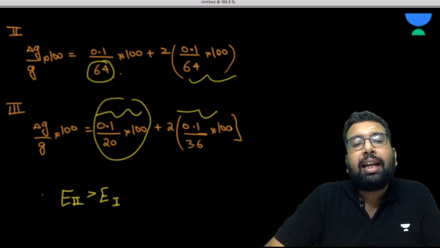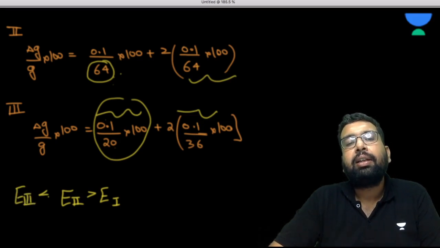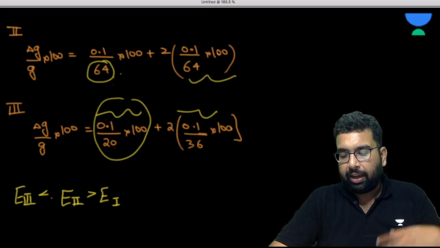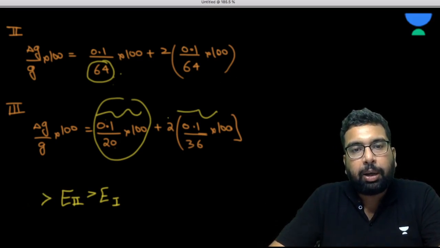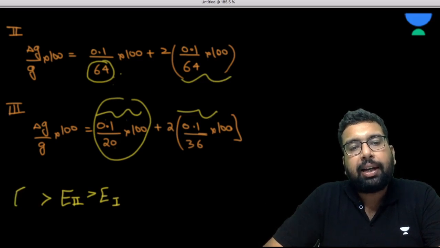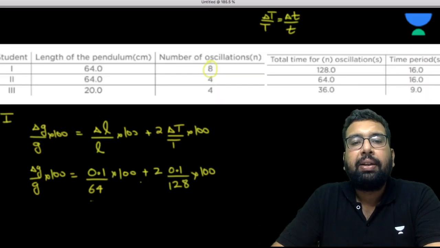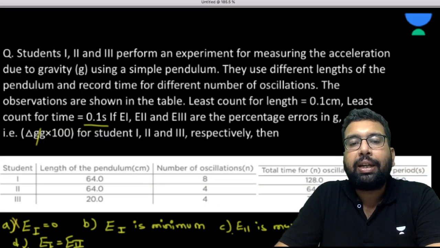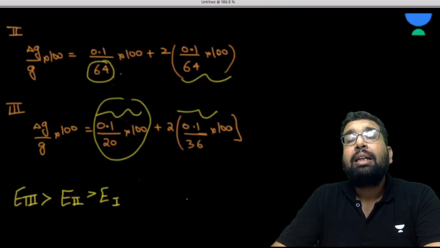So clearly E3, the error in the third one, is the greatest. Because this part is greater, this part is also greater, so it is greater than this one. So what could be the right answer? E3 is max, but E1 is minimum. Okay, so this is going to be the second option.